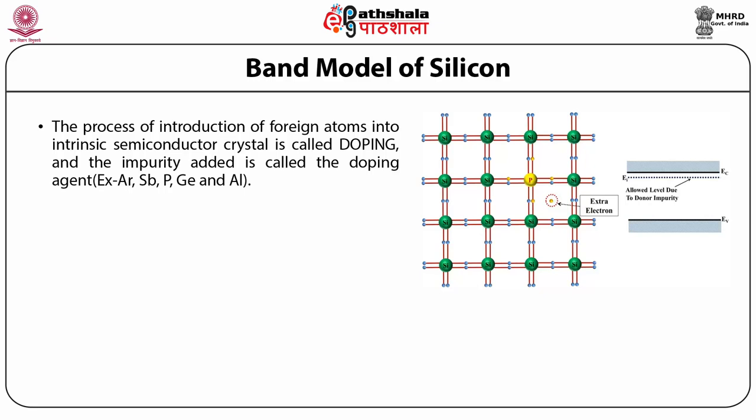The four valence electrons of the phosphorus atom will be shared with four neighboring silicon atoms through covalent bonds, whereas the fifth electron will remain unshared as it could not find any open bond in the crystal.